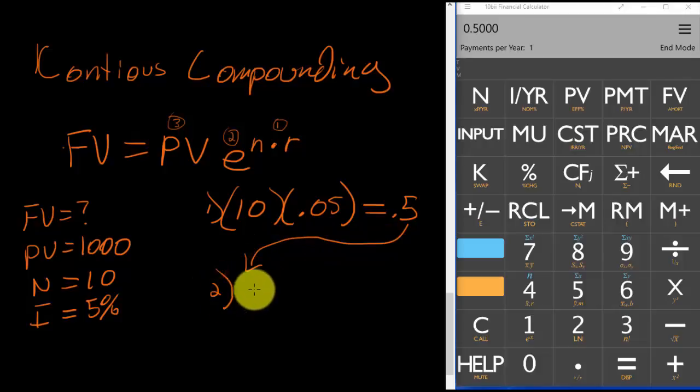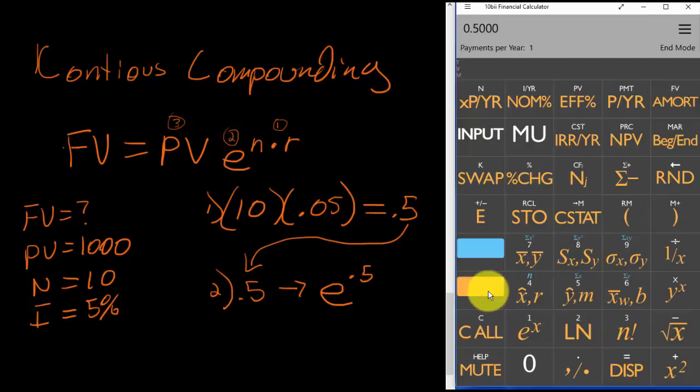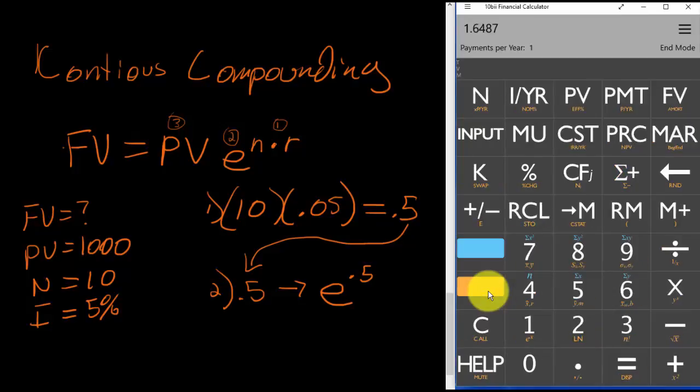Step 2, I have 0.5, but I don't want 0.5. I want e to the 0.5. So I'm going to hit 0.5, and notice that in my calculator, 0.5 is already there. You might as well just leave it there. And we're going to find e to the x. Where is e to the x? Here's e to the x. If I hit red shift, you'll see e to the x. And all I'm going to do is just click e to the x. And you'll notice that your number went from 0.5 to 1.6487. In this scenario, you hit the number first, and then you hit e to the x.